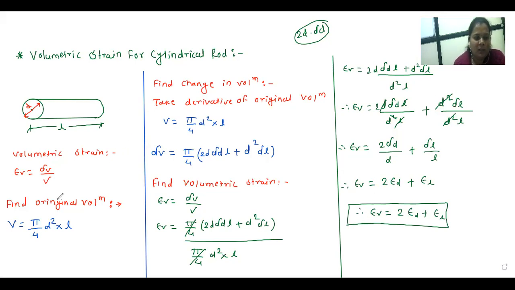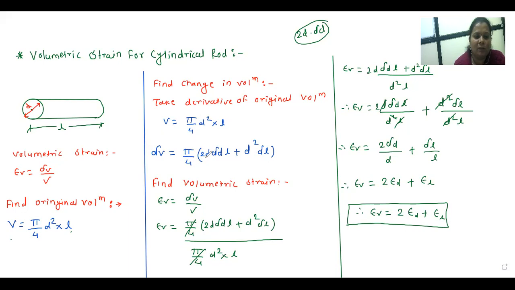So I will repeat once again. First, you have to find the original volume, which is pi by 4 into d square into L, area into length. From that, you have to find the change in volume, so you take the derivative of this original volume. Pi by 4 is a constant, and the derivative of d square is 2d into del d, and L as it is, plus the derivative of L, which is del L, and d square as it is.